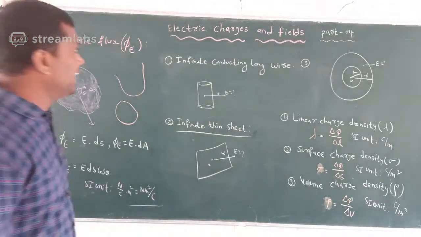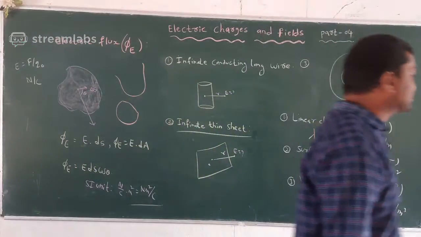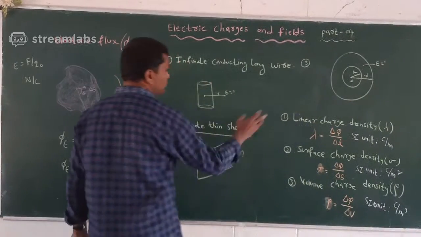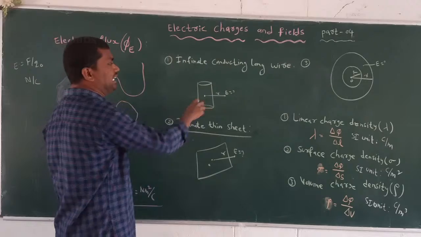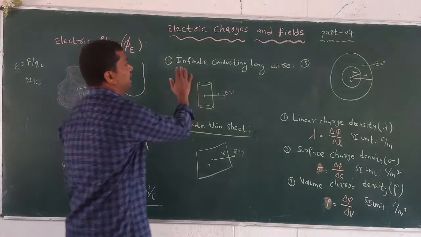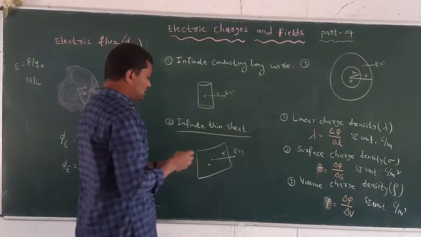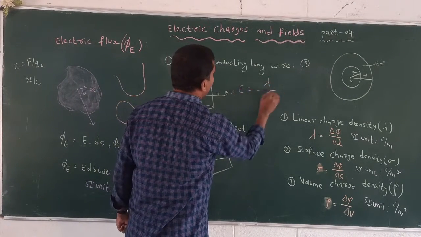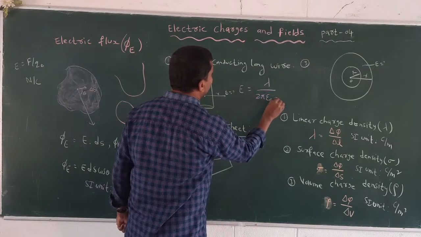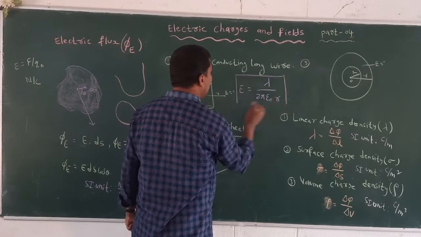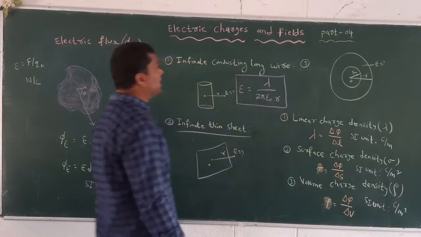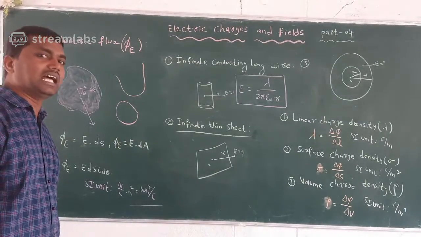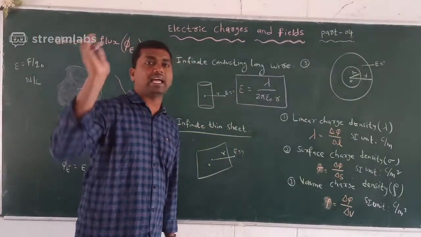So I can write the direct equation where Gauss law is applicable. The first one is, by using the definitions of Gauss law, we can calculate the electric field intensity of an infinite conducting long wire. The value will be E is equal to lambda by 2 pi epsilon naught R. So this is the electric field intensity of a long conducting wire. We can calculate it by using these definitions as well as Gauss law.